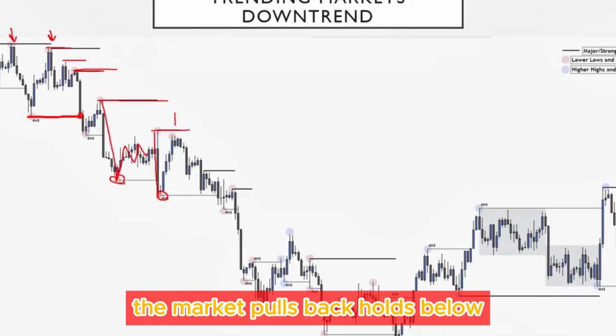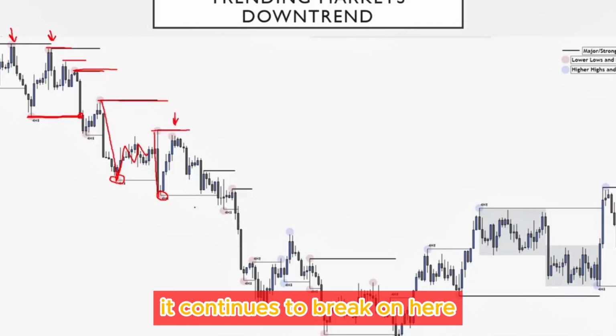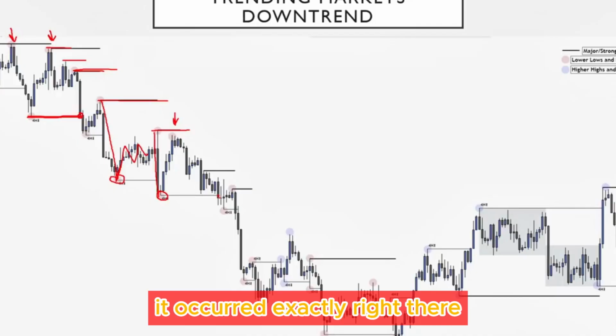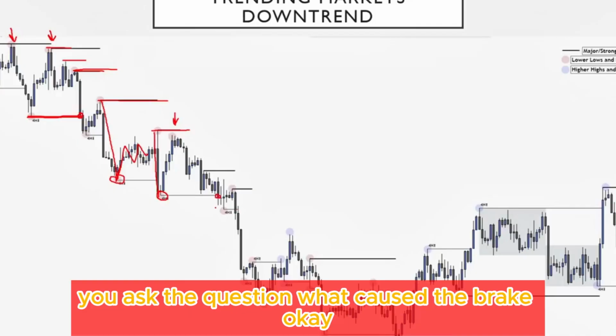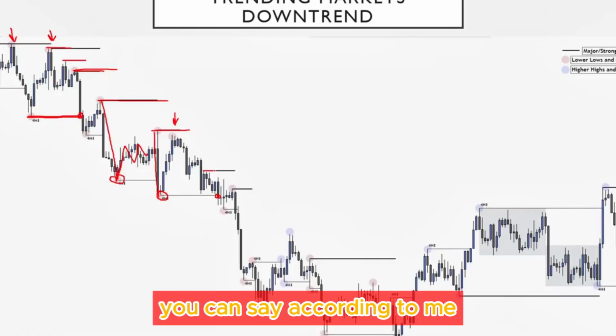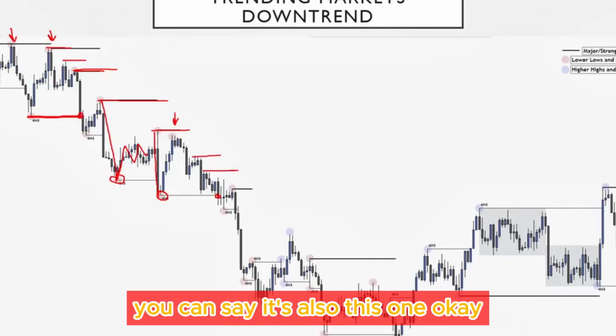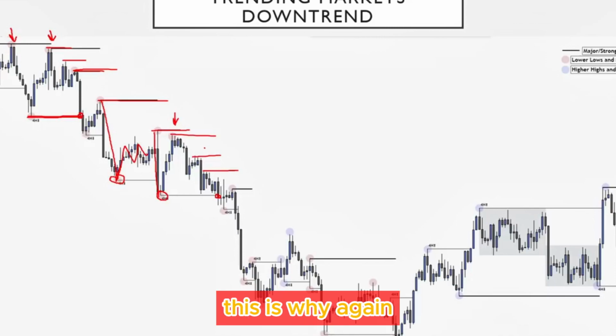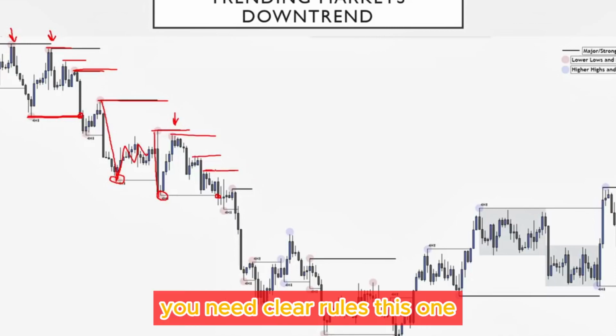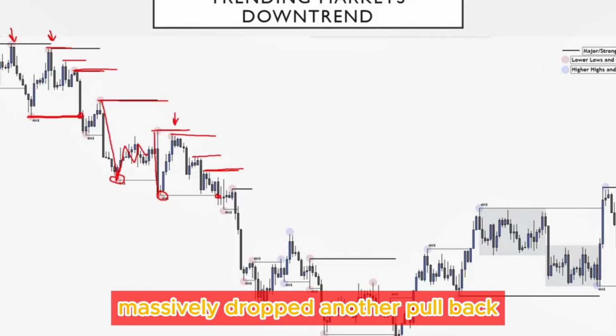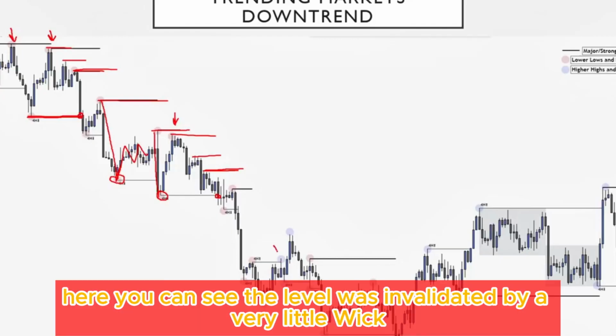The market pulls back, holds below it, continues to break on. Here, there is a break of structure. It occurred exactly right there. You ask the question, what caused the break? Okay? You can say, according to me, it's this one, but you can say it's this one. You can say it's also this one. Okay, this is why, again, you need clear rules. This one, as you can see, got respected. The market gave us a pullback, massively dropped. Another pullback, massively dropped. Here you can see the level was invalidated by a very little wick.